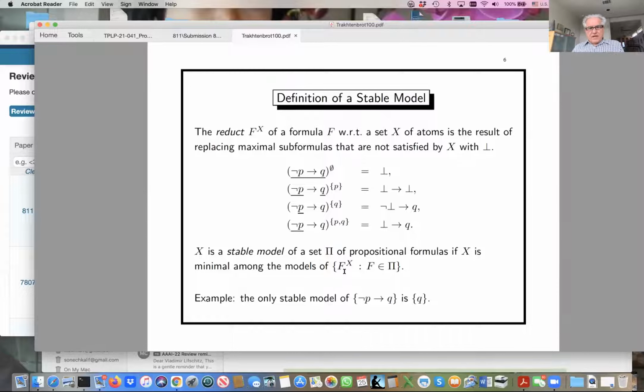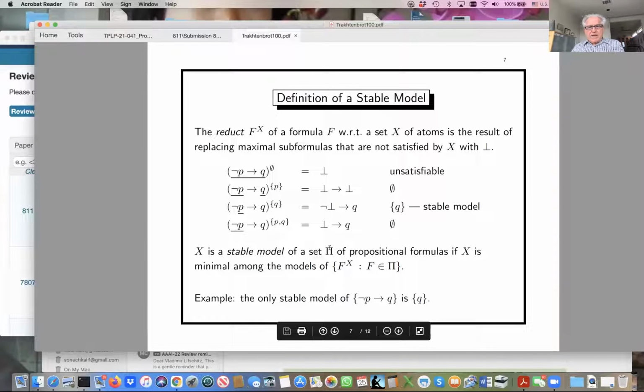So for instance, this set that we used in the third line, singleton Q, is the only stable model according to this definition of this formula, not P implies Q. Indeed, let's look at these reducts again. In the first case, for the empty set, this reduct is unsatisfiable. So of course, it has no models.